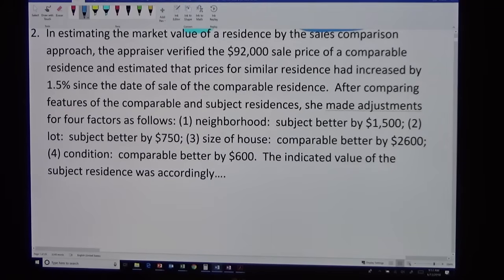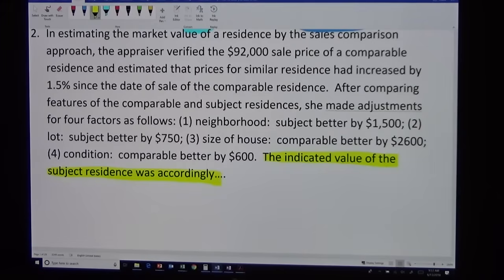In estimating the market value of a residence by the sales comparison approach, the appraiser verified a bunch of stuff. And then we go down here, finally we get to the question. The indicated value of the subject residence was accordingly. So they want us to do a CMA. They've given us all of this information about the property, and they want us to do a CMA on that property. So we need to make our two columns.